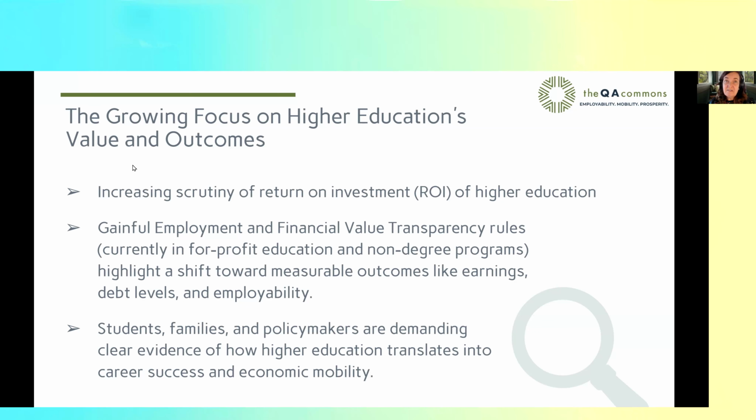It's not always something everyone, there are other benefits to higher education as well, but demonstrating this return on investment is something that a lot of people are talking about, and we probably can't ignore. We've seen gainful employability and financial value transparency rules. I believe they're currently primarily in the for-profit education and non-degree program space, but there is a bit of a shift towards looking at measurable outcomes like earnings, debt levels, and employability. Students, families, and policymakers are demanding clear evidence on how higher education translates into career success and economic mobility.